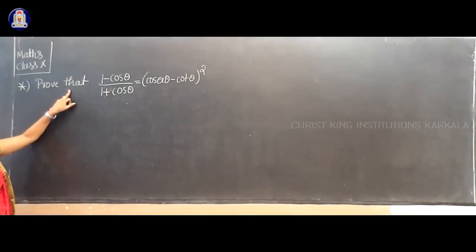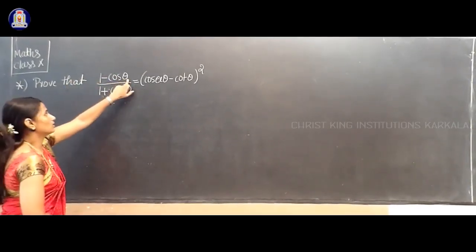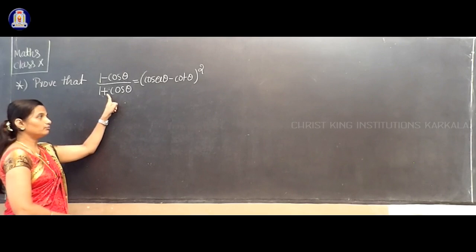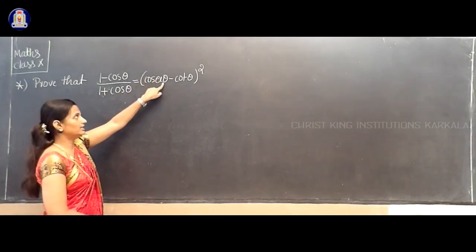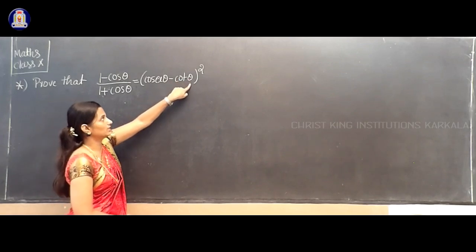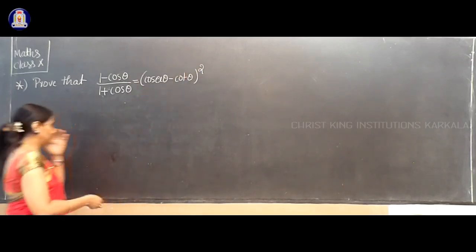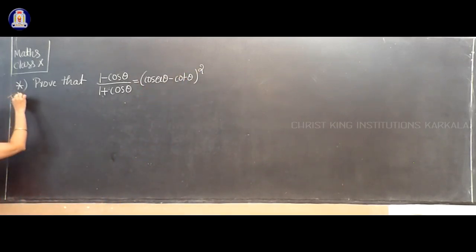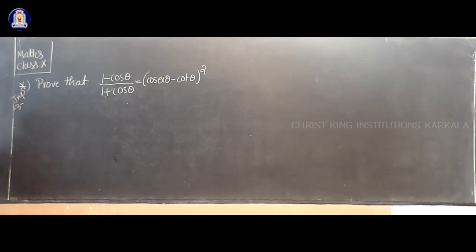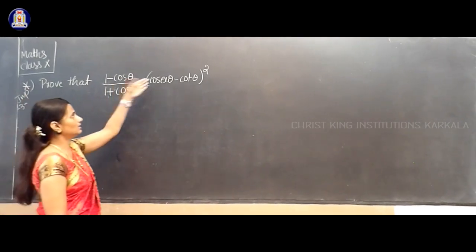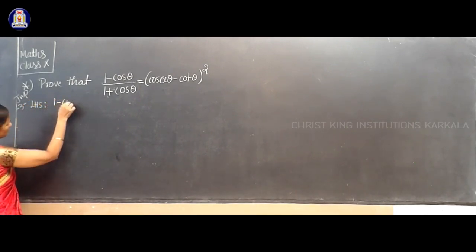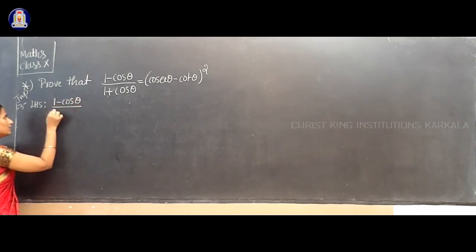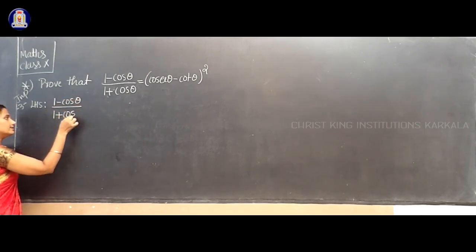Important this one, 3 marks. So (1 minus cos theta) divided by (1 plus cos theta) is equal to (cosecant theta minus cot theta) whole square. Important 3 marks question. So now how to prove this one? Take the LHS side. LHS is (1 minus cos theta) divided by (1 plus cos theta).